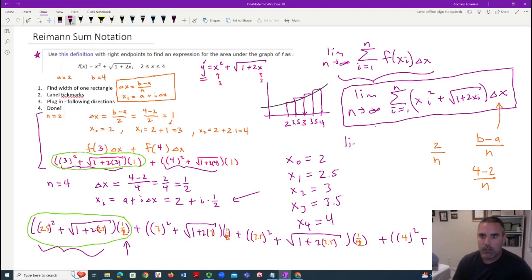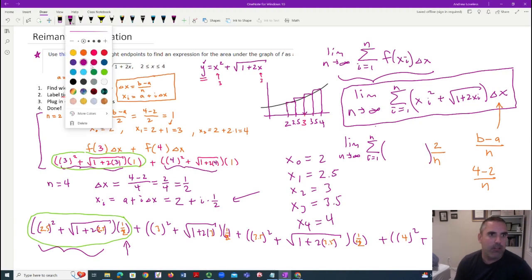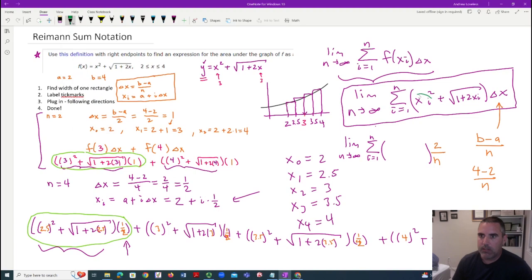The limit as n goes to infinity. And what's left to do is to replace this thing here with whatever it is. And it's this. So the question is, what is a? a is 2. What is delta x? It's 2 over n. So all you have to do is in these two spots, write 2 plus i times 2 over n. And you're also going to type this in here. I know it's a big, ugly thing, but that's all it is.